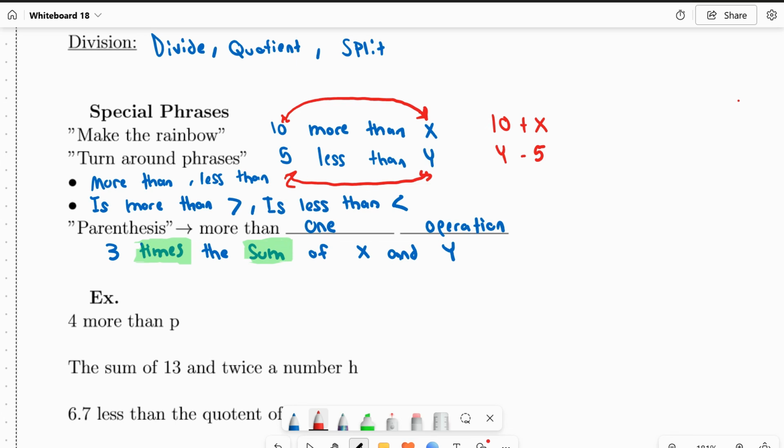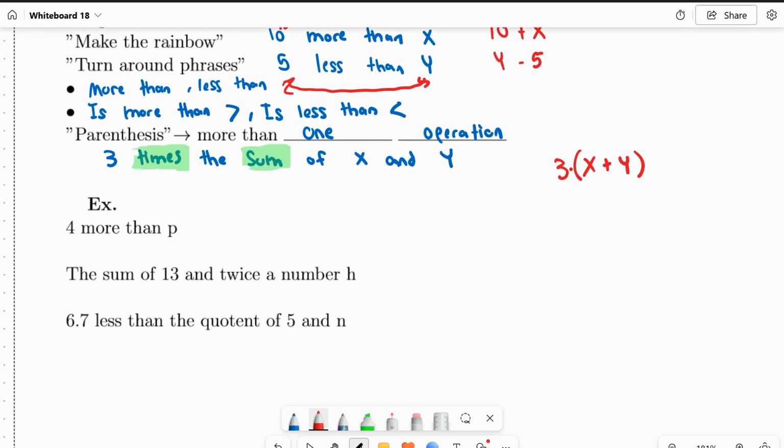Sum means addition. So let's start by writing x plus y. Since we have more than one operation, we will use parentheses. So we will add parentheses around our first operation. Now, continuing to the left, next we have times. So we will multiply 3 times our first operation. So I could just write a 3 on the outside. You could also put a multiplication symbol in there. Really does not matter. So that's what you do when you have more than one operation.